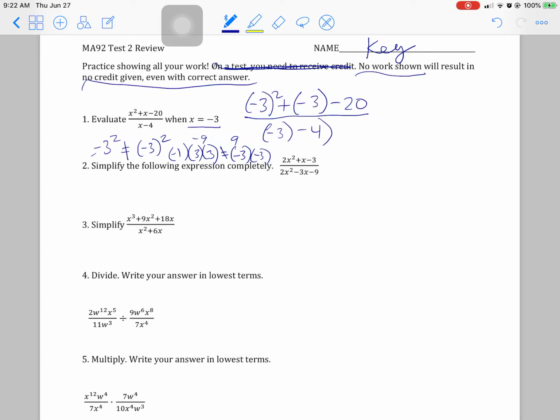All right, ready to evaluate. -3 times -3 is a 9. -3 minus 20 to clean that up a little bit. Don't need that parenthesis, but -3 plus a -4 is a -7. So -14 over -7 gives me a +2. Okay. This one says simplify.